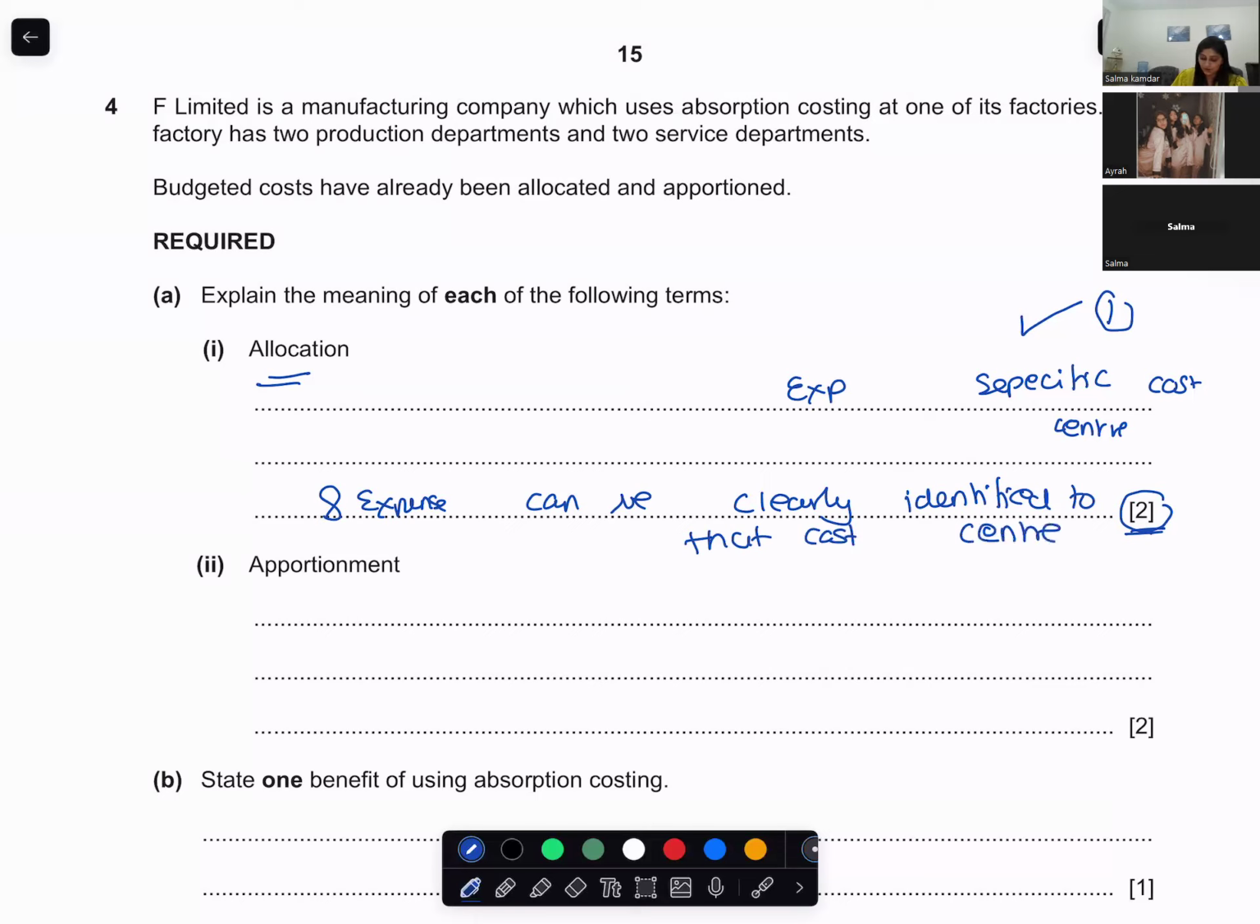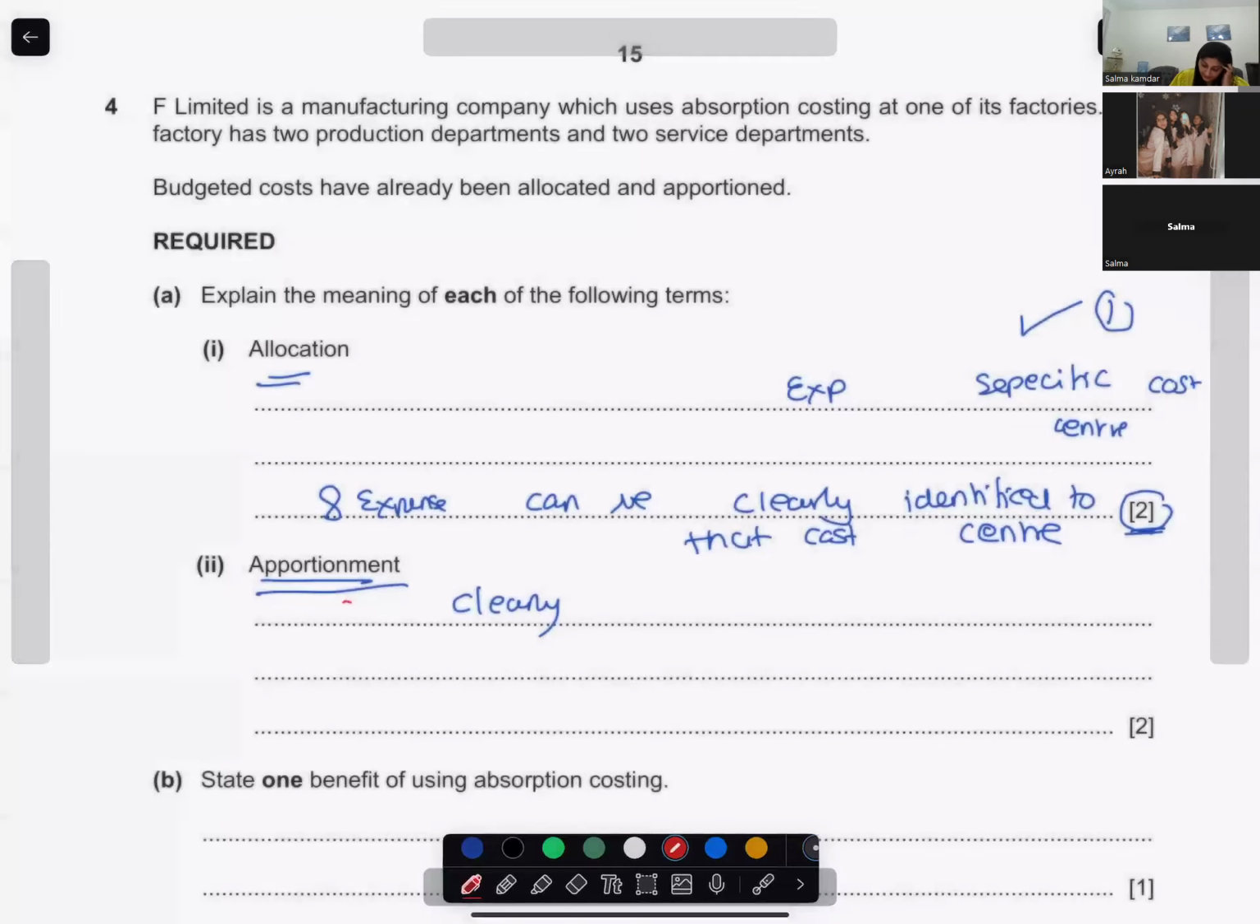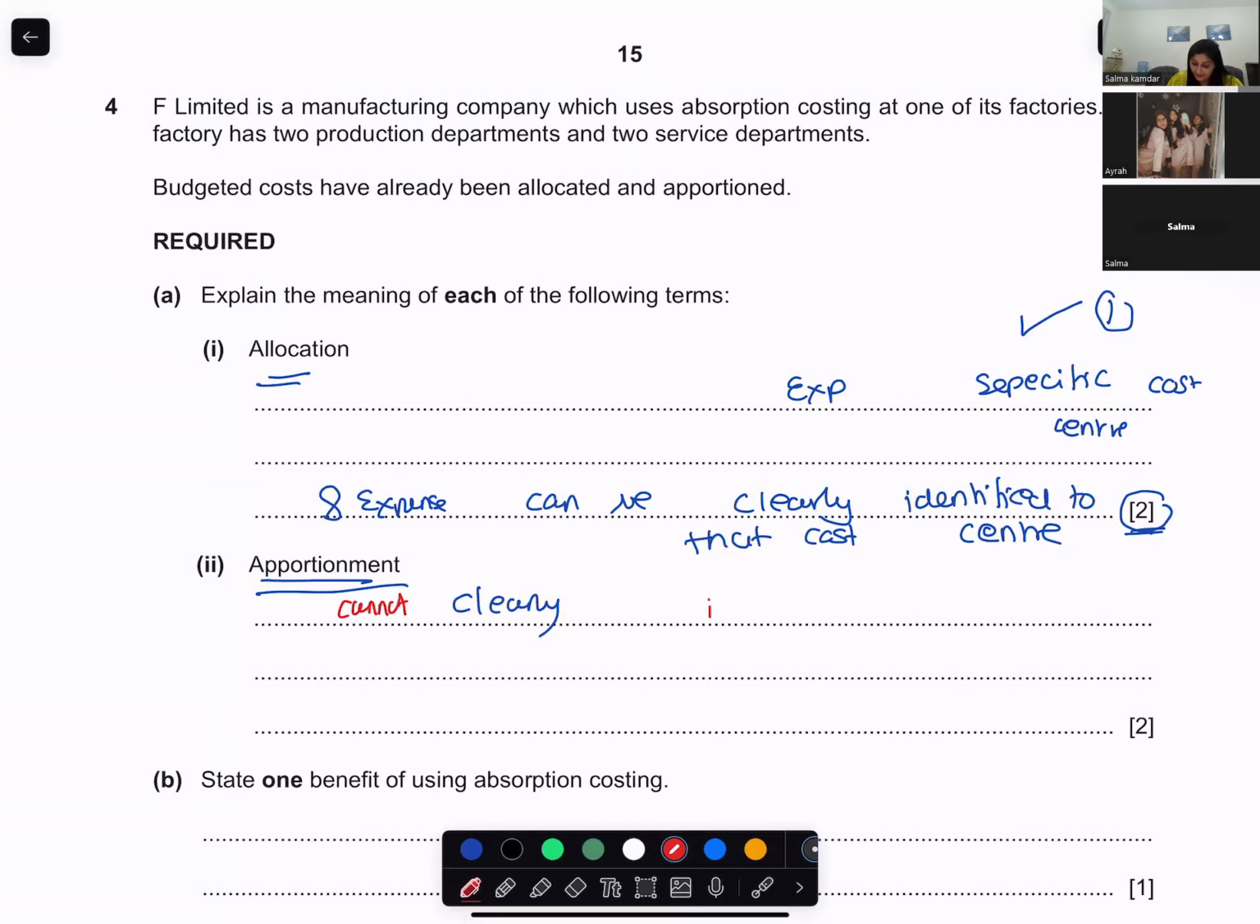What do you mean by apportionment? Apportionment is when the overheads are related to more than one department, you cannot clearly identify them to the particular cost center, and they're distributed on a suitable basis. So it has to be distributed on suitable basis. Okay, read ahead.